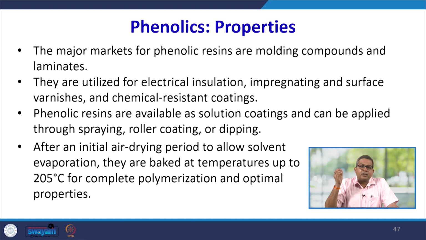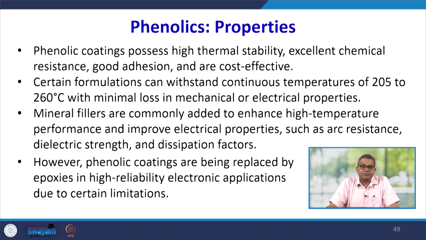Now, when we consider the properties, the major market for these phenolic resins is the molding compounds and laminates, and they are utilized for electrical insulation, impregnating and surface varnishes and chemical resistant coating. These phenolic resins are available as a solution coating and can be applied through spraying, roller coating or dipping. So, after an initial air drying period to allow solvent evaporation, they are baked at temperatures up to say 205 to 210 degrees Celsius for complete polymerization and optimal properties.